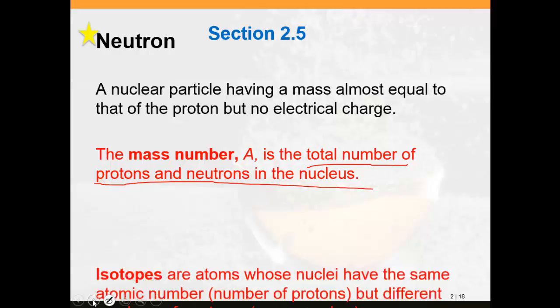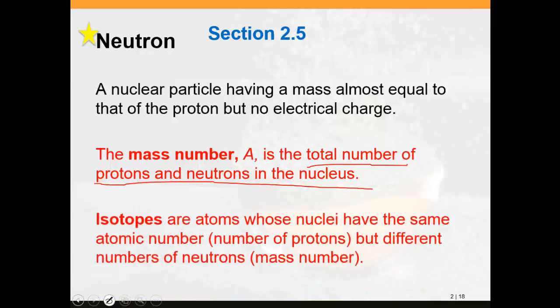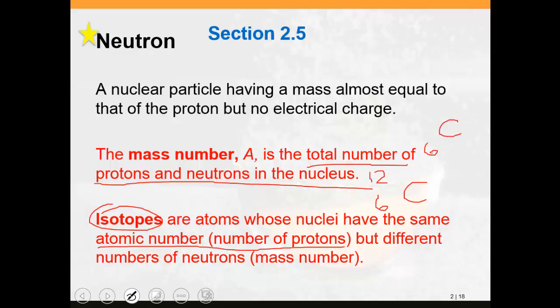Now, what we'll see is Dalton had said all atoms of the same element are identical. And he was wrong in that because he did not know about the existence of what are called isotopes. Isotopes are atoms of the same element, meaning they have the same number of protons. So we have carbon-12 and carbon-13. Here the A number is 13, here the A number is 12.